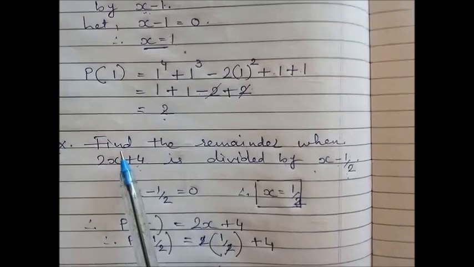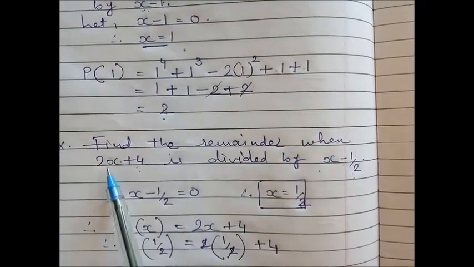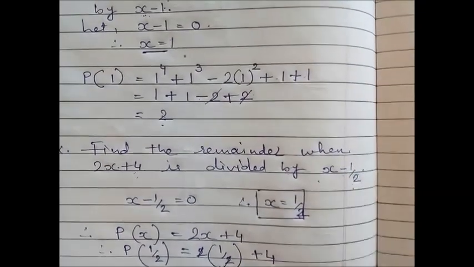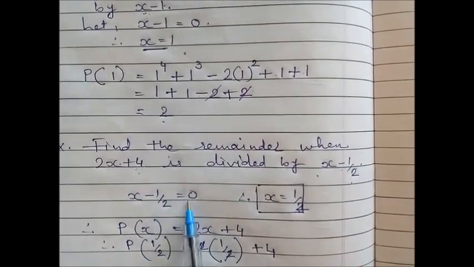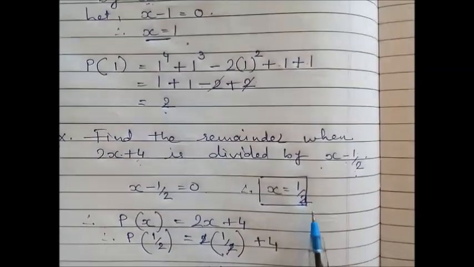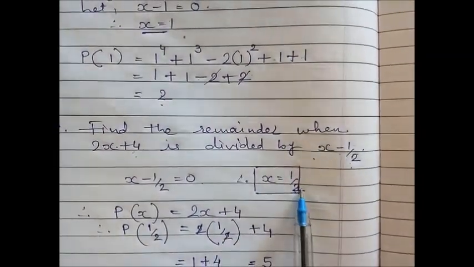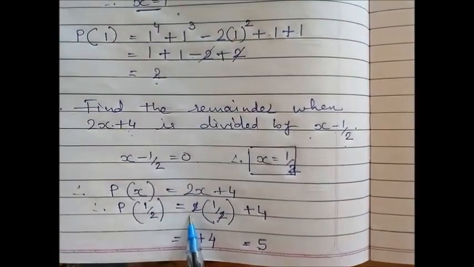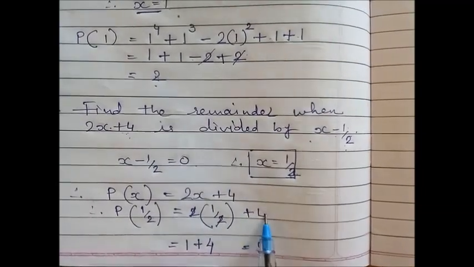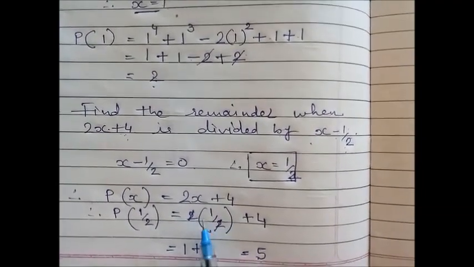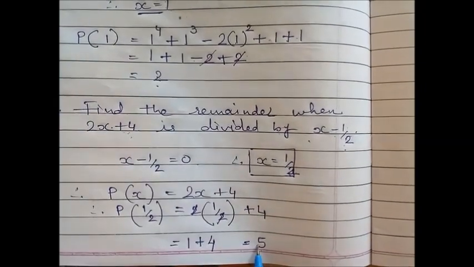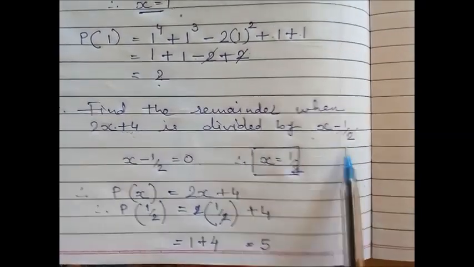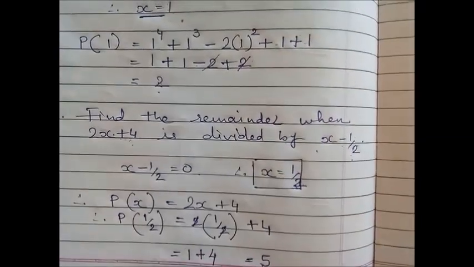Another example: you have to find the remainder when you are dividing 2x plus 4 by x minus 1 by 2. So first take x minus 1 by 2 is equal to 0. So your x comes 1 by 2. Now for this 1 by 2, find the value of the polynomial. So p of 1 by 2 is equal to 2 into 1 by 2 plus 4. So 2 cancelled, so 1 plus 4, that is 5. That means when you are dividing this polynomial with x minus 1 by 2, the remainder comes 5. Right?